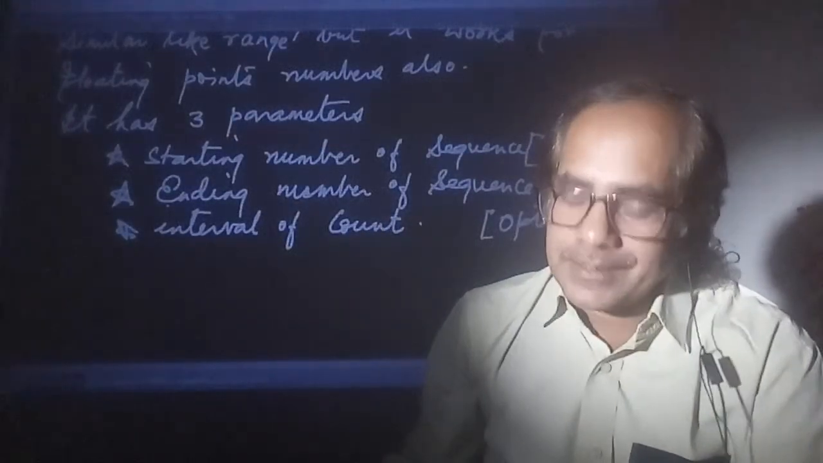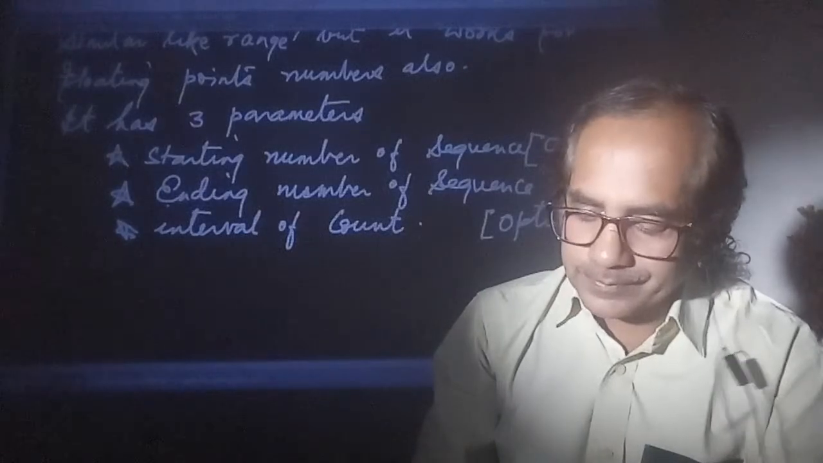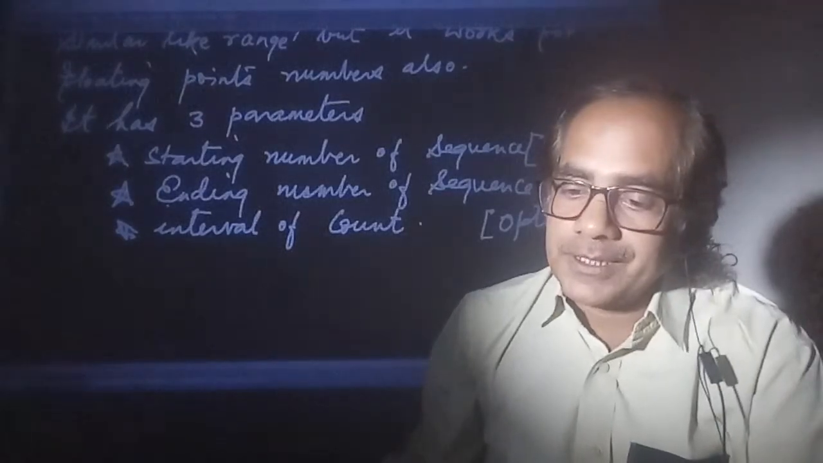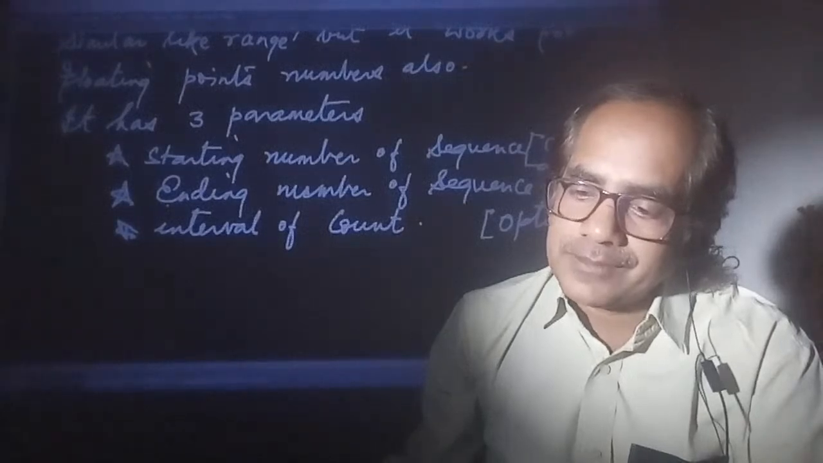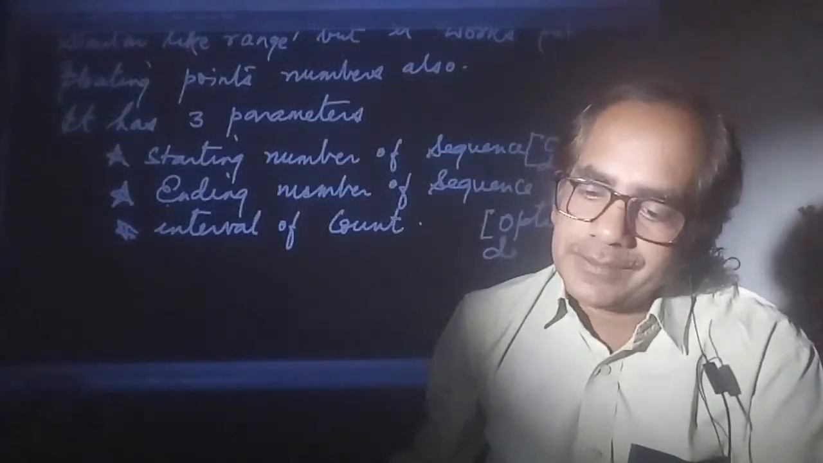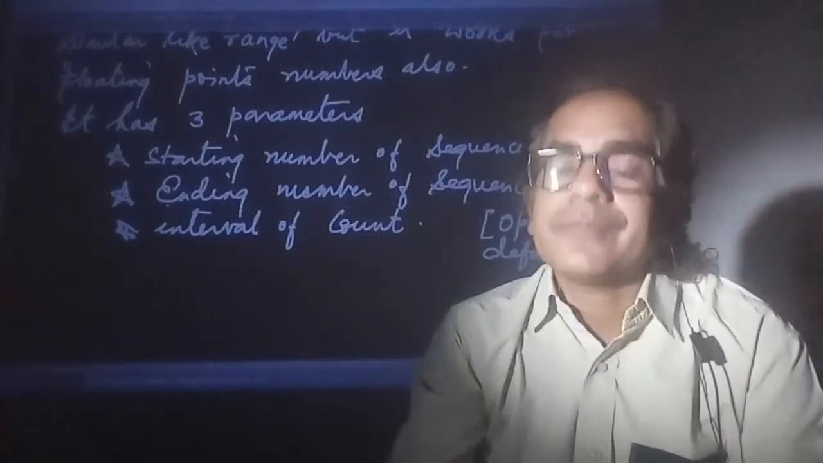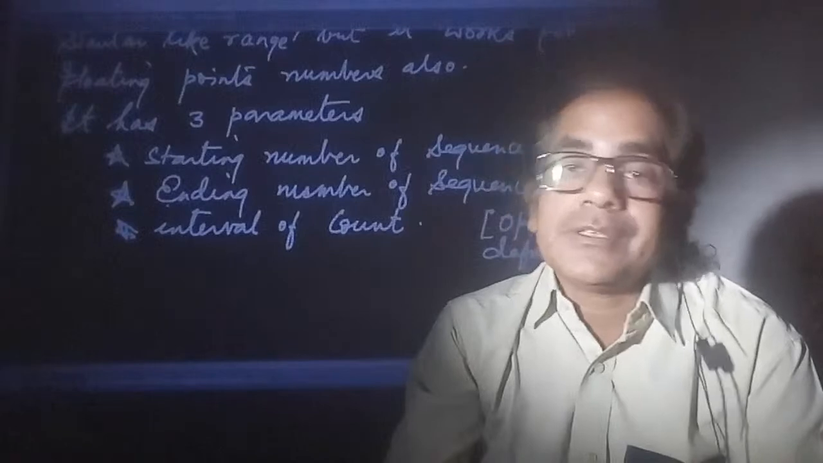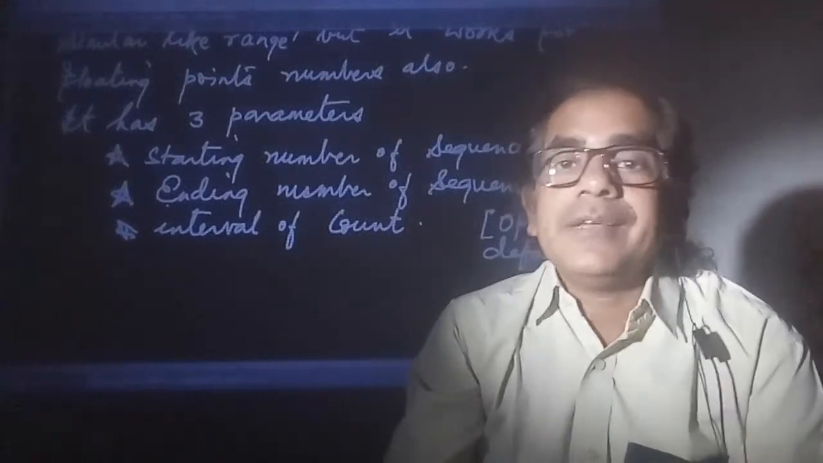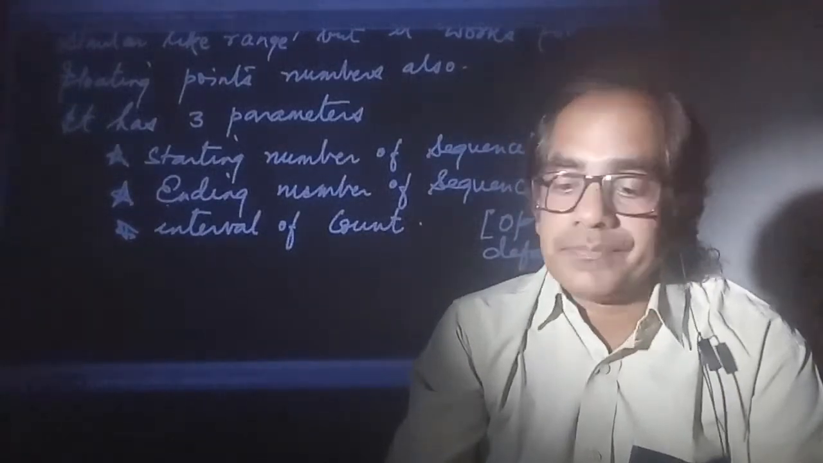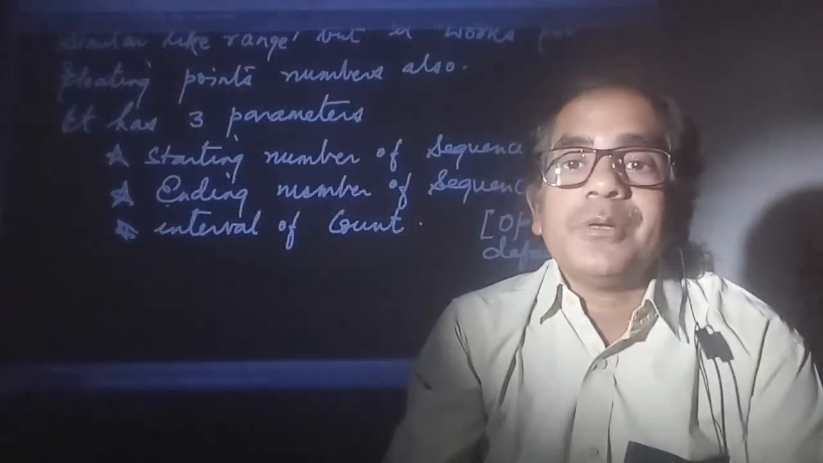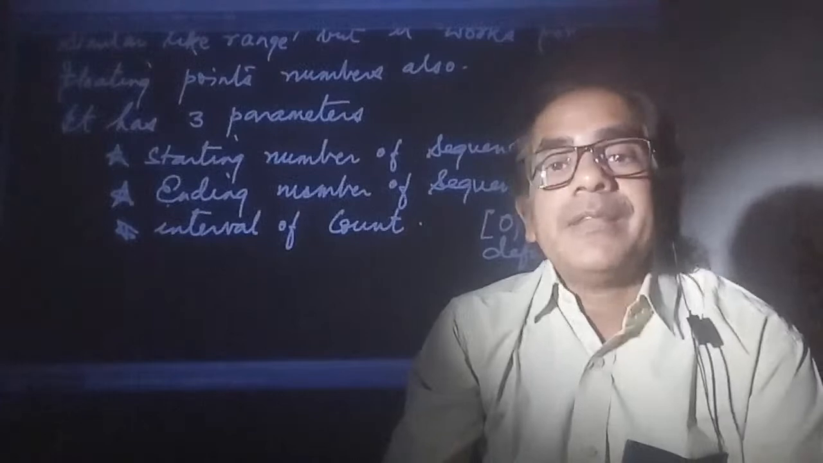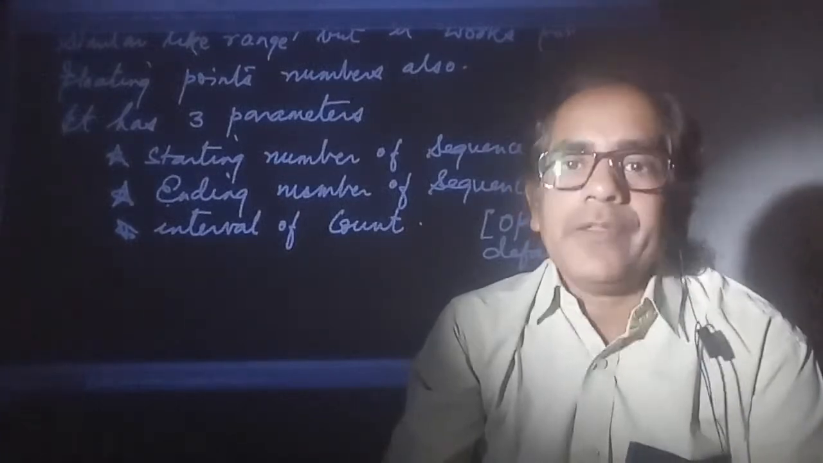Let me write it here: optional, default 0; optional, default 1. So if a starting number is omitted, then by default it is taken as 0. And if you do not specify the interval of count, then by default it takes 1.